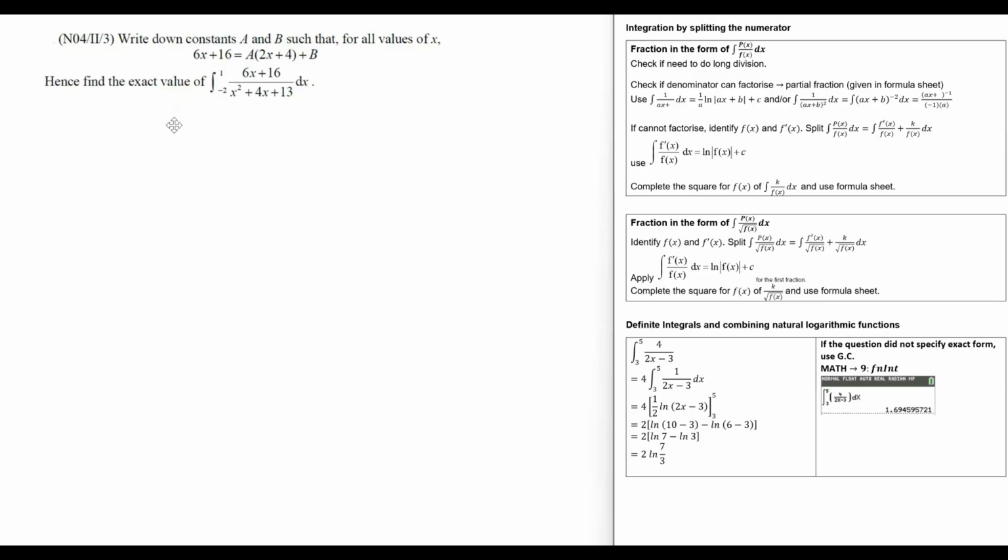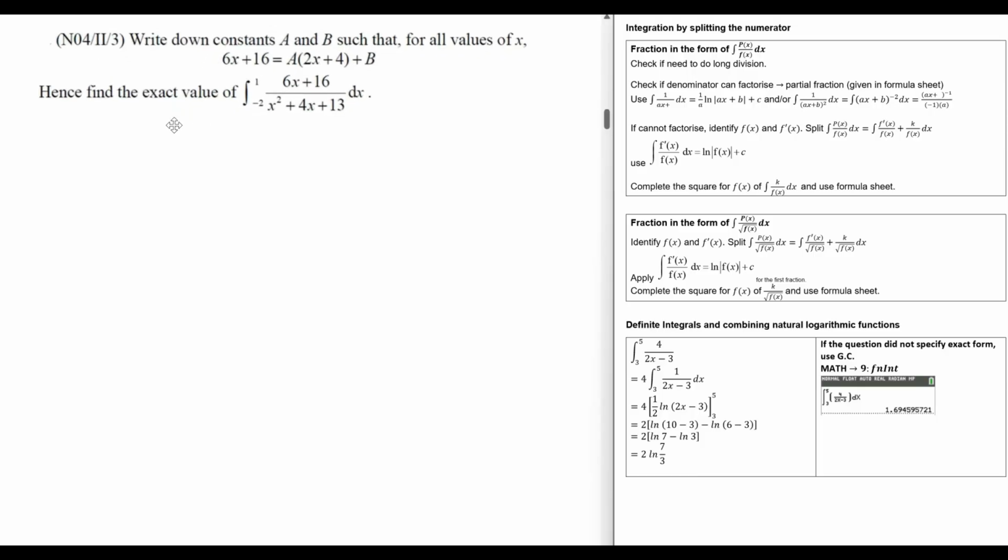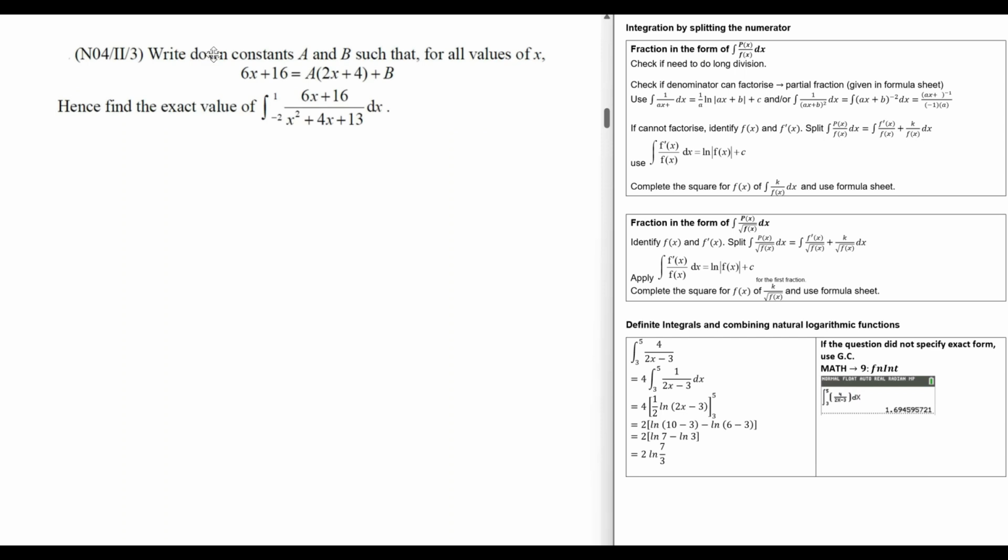About more examples in definite integral of how to deal with fractional algebraic fractions, especially when you involve a quadratic as a denominator. Okay, so this question actually is very nice. First part, they already ask you to split 6x plus 16 into this form.